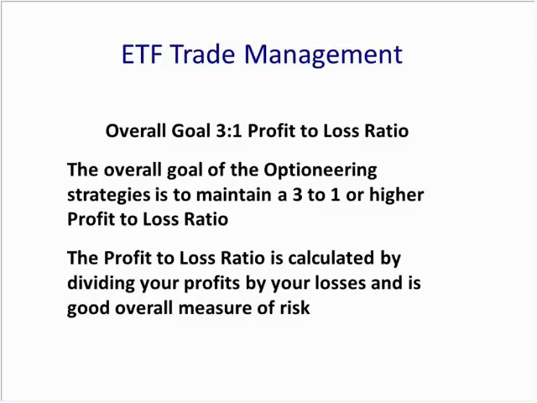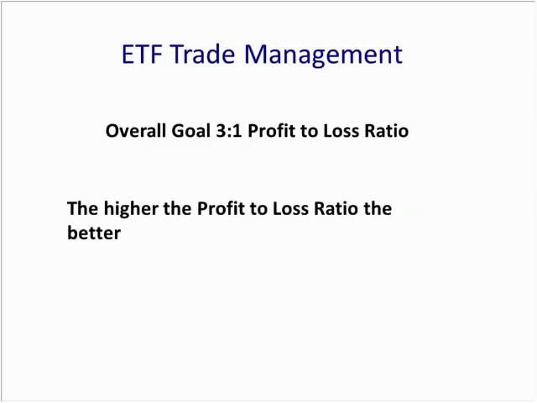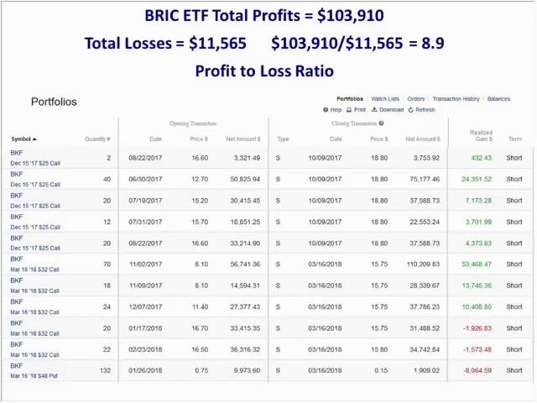So this profit-to-loss ratio is calculated by dividing your profits by your losses, and it's a good general overall measure of the risk. So you always want to keep that in mind. When you're trading, you want to maintain at least a 3-to-1 or higher profit-to-loss ratio, and the higher the profit-to-loss ratio, the better. So we'll look at a few examples here.